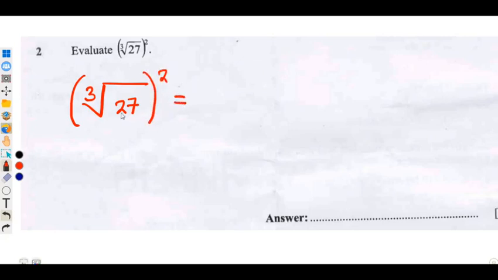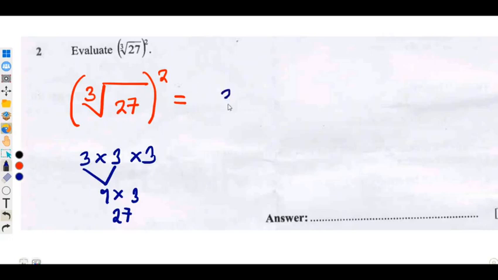Alright, so this is our question 2. They want us to evaluate the third root of 27, which is raised to the power of 2. So to evaluate this, we need to find the third root of 27. The third root of 27 is the number that we can multiply by itself 3 times to get 27. So that number is 3 times 3 times 3. 3 times 3 gives us 9. Then 9 times 3 gives us 27. So the third root of this is a 3.